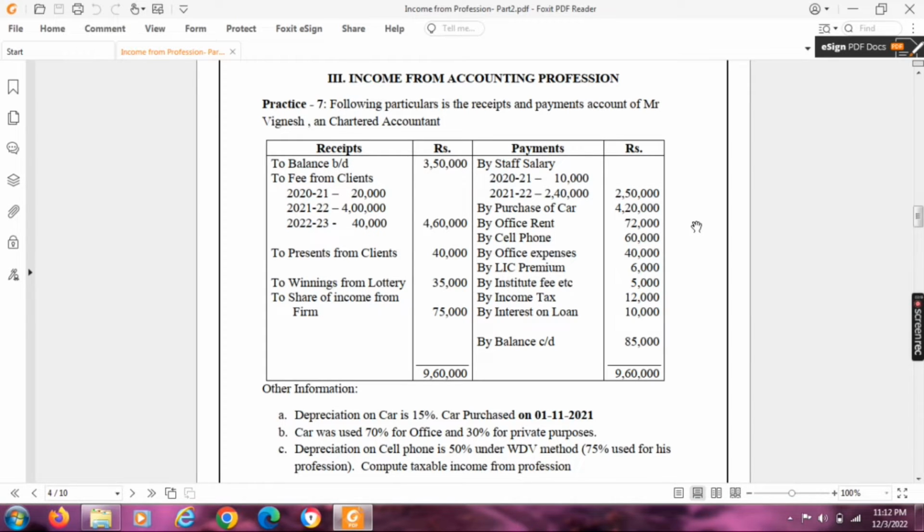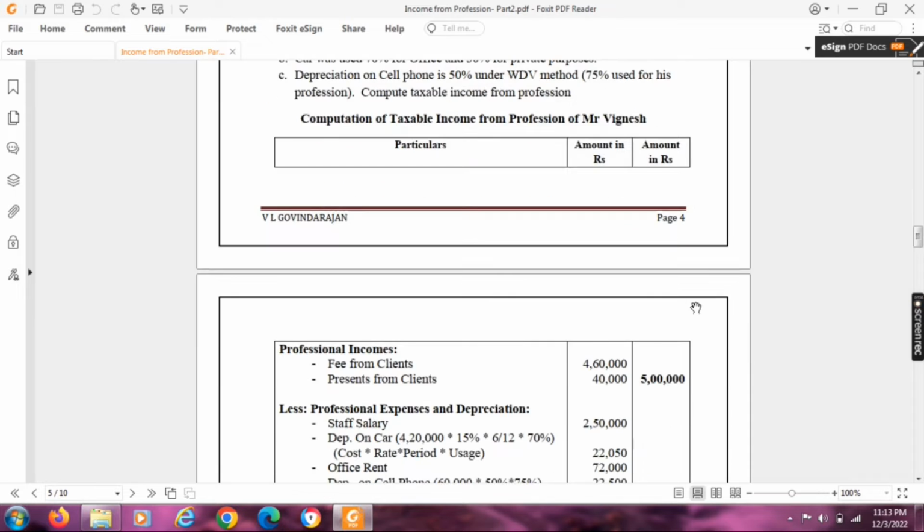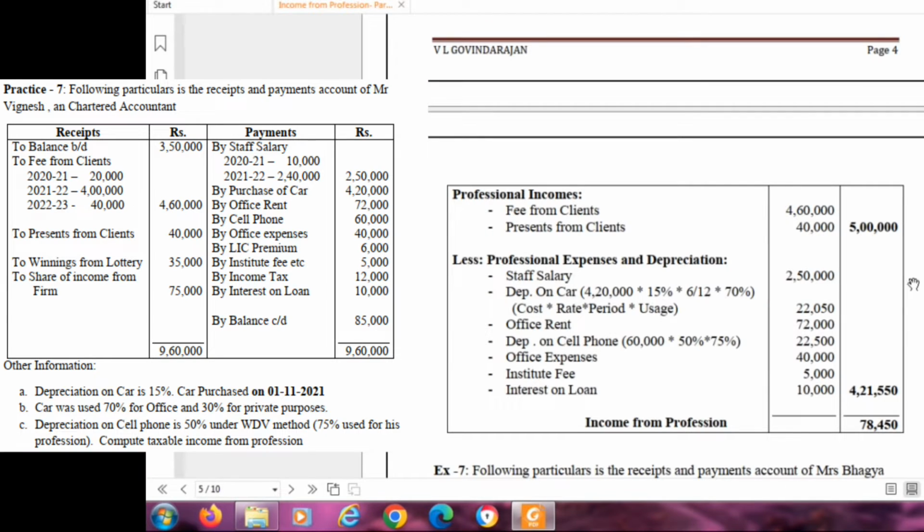Present from client, 40,000. Winnings from lottery was income from other sources in nature. Share of income from firm was fully exempt under section 10(2A). So only 4,60,000 and 40,000, these two were the professional income of auditor Vignesh.